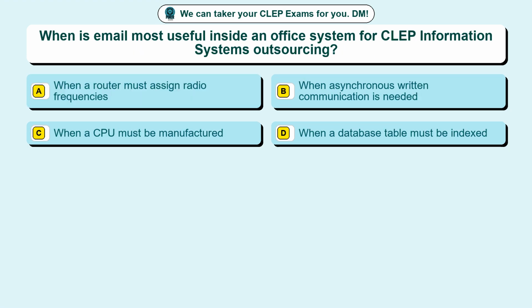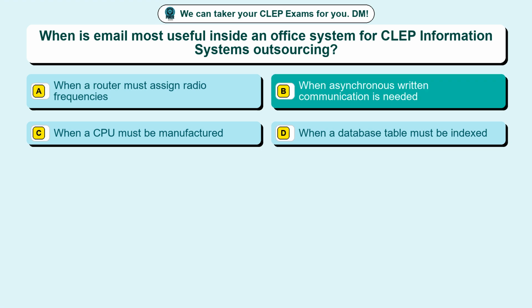Question 4. When is email most useful inside an office system for CLEP Information Systems outsourcing? Option A. When a router must assign radio frequencies. Option B. When asynchronous written communication is needed. Option C. When a CPU must be manufactured. Option D. When a database table must be indexed. The correct answer is option B.